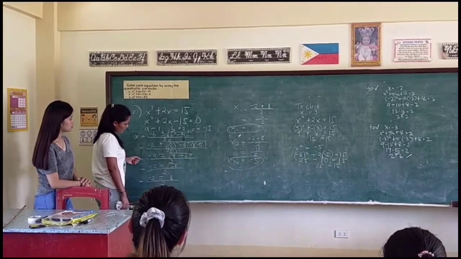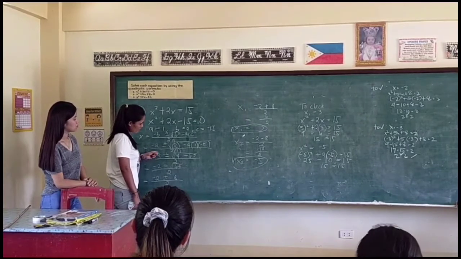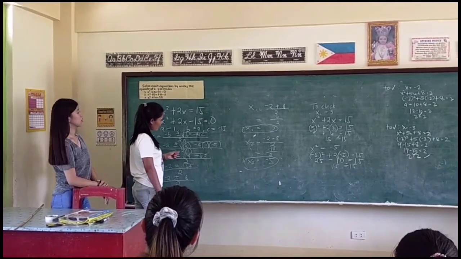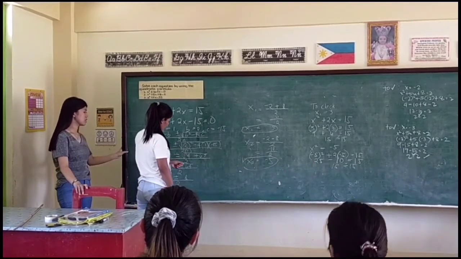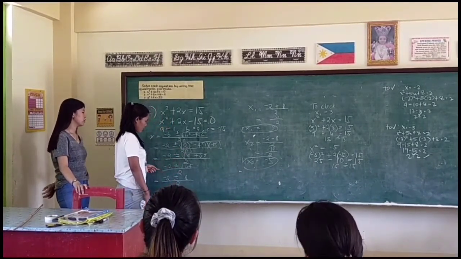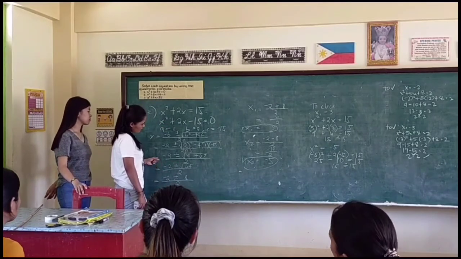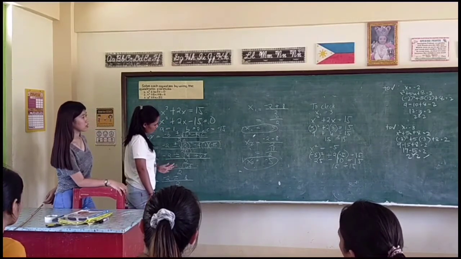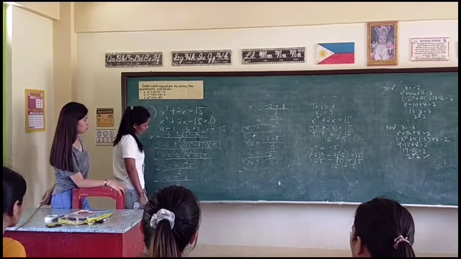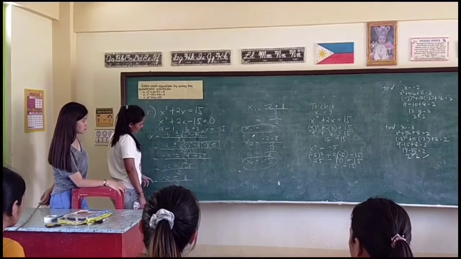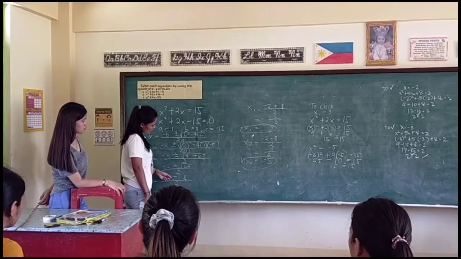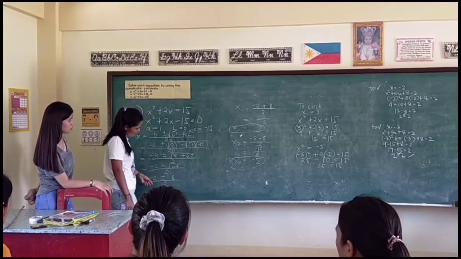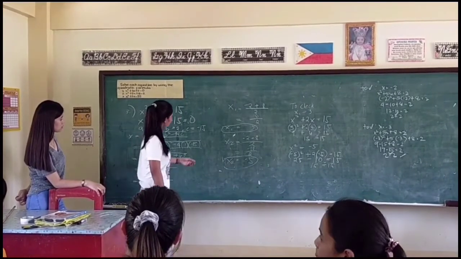Then copy the negative 2 plus or minus the square root of 4 plus 60 over all 2. Then negative 2 plus or minus the square root of 64 all over 2. Then negative 2 plus or minus 8 over all 2.